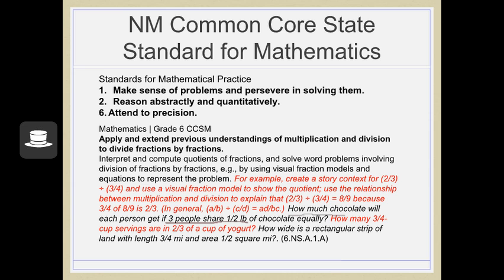And then in a subsequent thread to this one, we will do how wide is a rectangular strip of land with length 3/4 and area 1/2, which is where the student is given a word problem and has to interpret it and do a division.